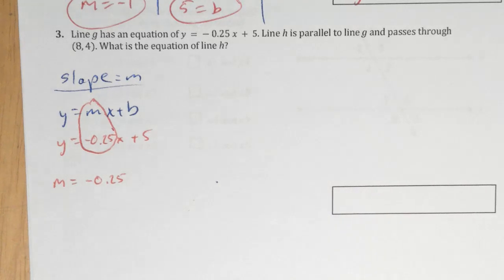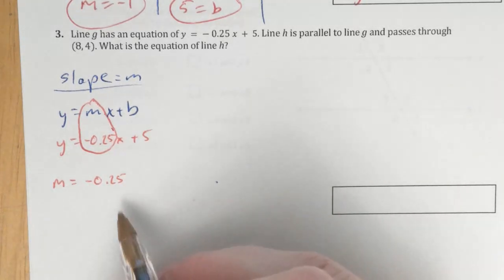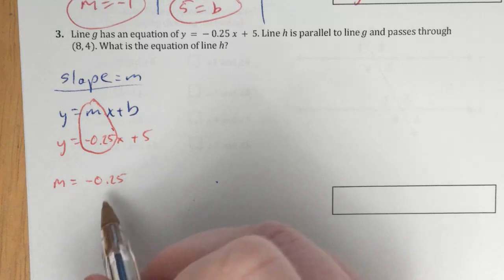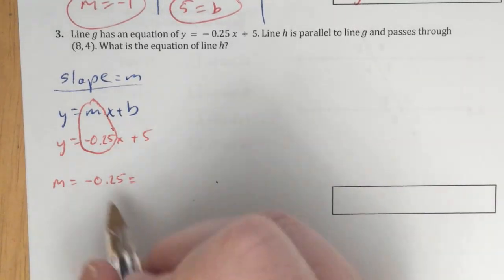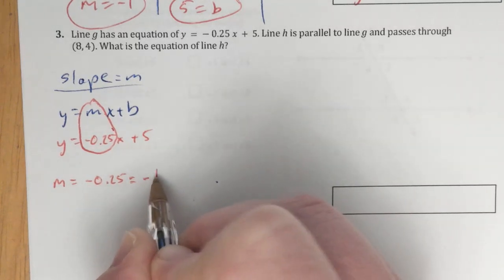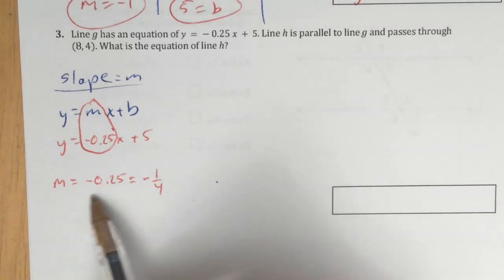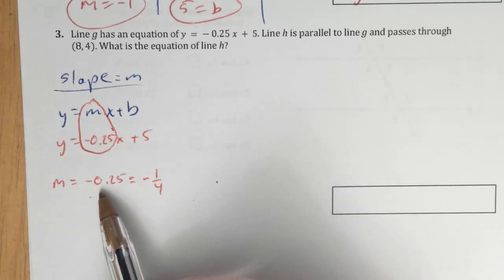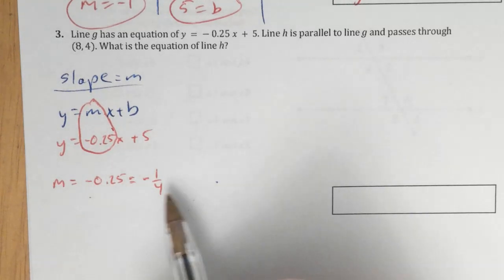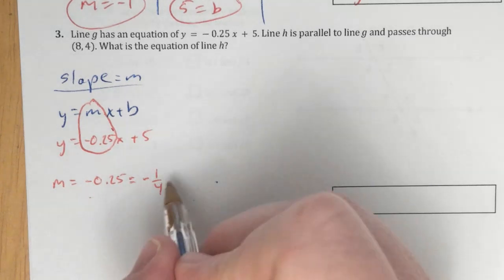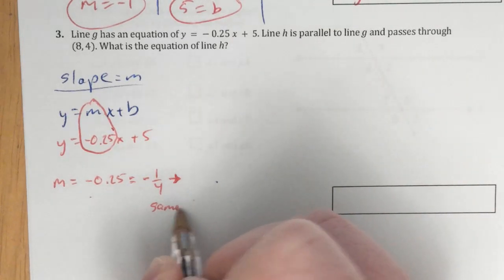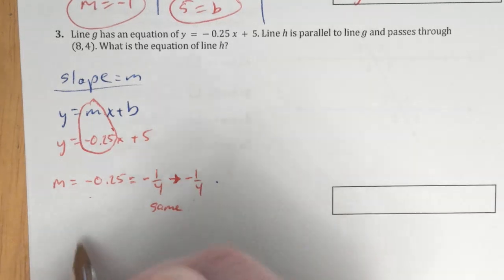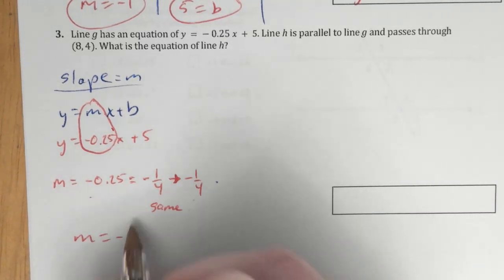Now, they want parallel, but we actually need to know what this fraction is. So another way of saying this is negative 1/4. Think of money in dollars. That's cents, right? So it's 25 cents. That's a quarter, 1/4. So it's negative 1/4. And then parallel means same, right? So parallel would still be negative 1/4. So m equals negative 1/4, and I circle that.